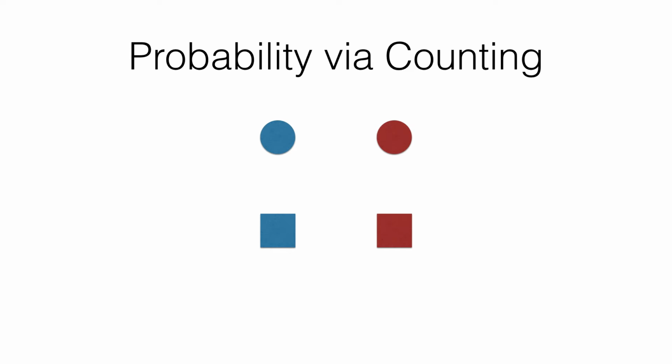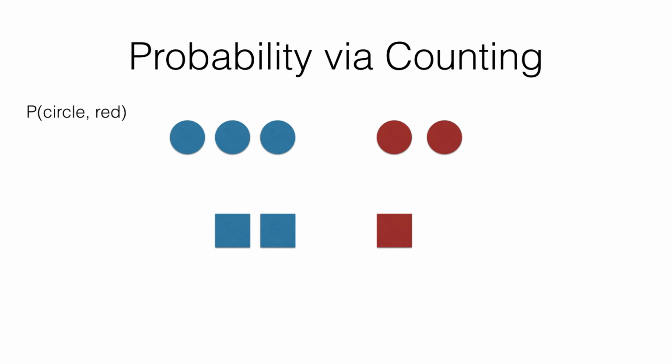And let's say that we draw a bunch of examples from the probability distribution, and we get that there's 3 blue circles, 2 blue squares, 2 red circles, and 1 red square. So we might be interested in a particular probability in this distribution, which could be something like the joint probability of a circle and a red object. So in order to compute this, we basically just have to count how many times that happens in our sample.